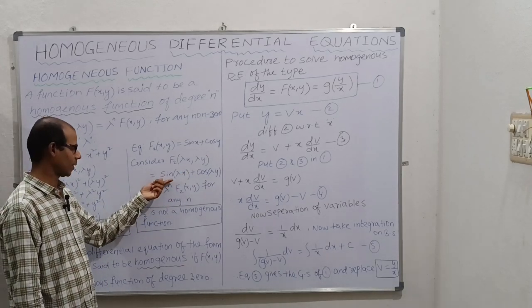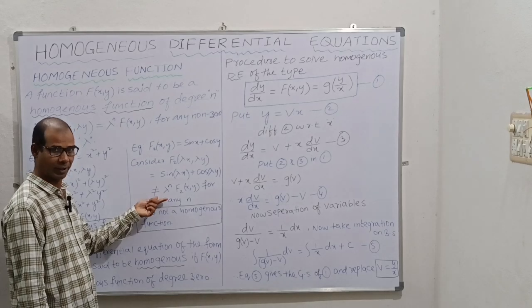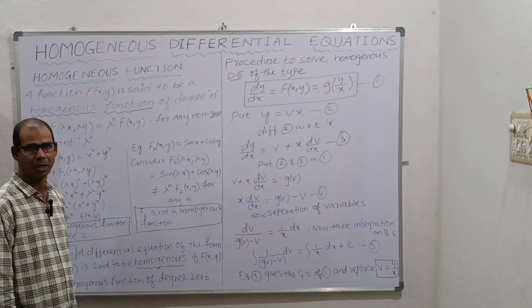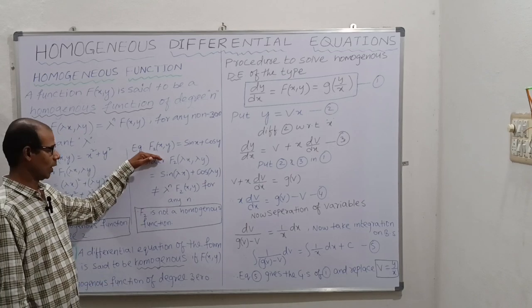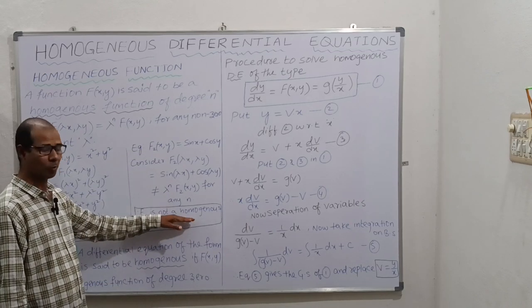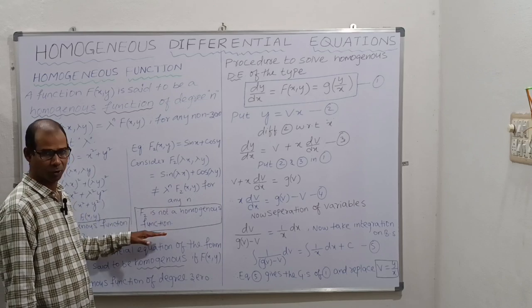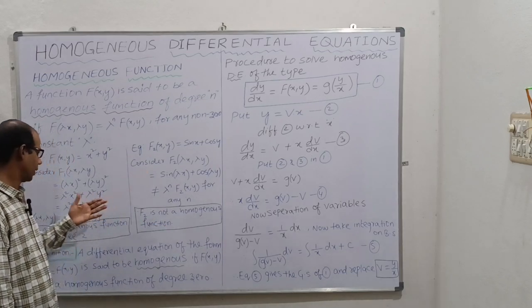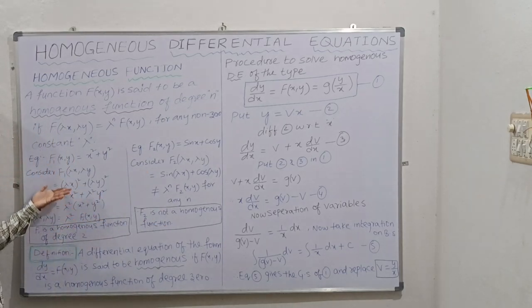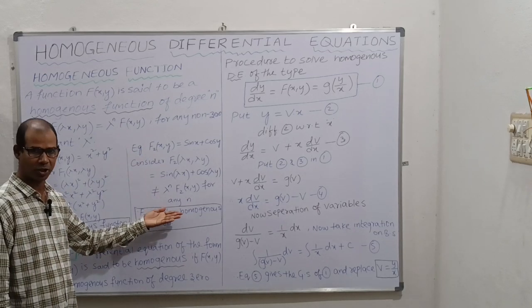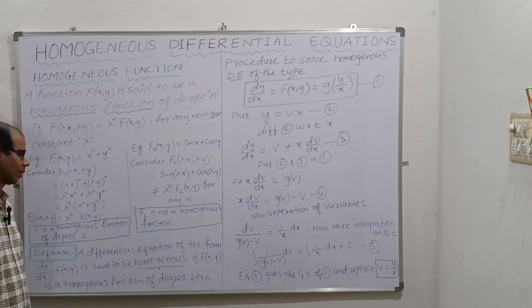So therefore we cannot express this as lambda power n into f2 of x comma y. So therefore f2 is not a homogeneous function. Okay. So this is an example of a homogeneous function, and this is an example of a non homogeneous function, right?